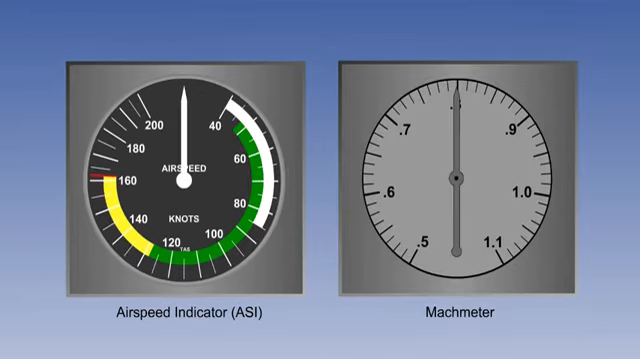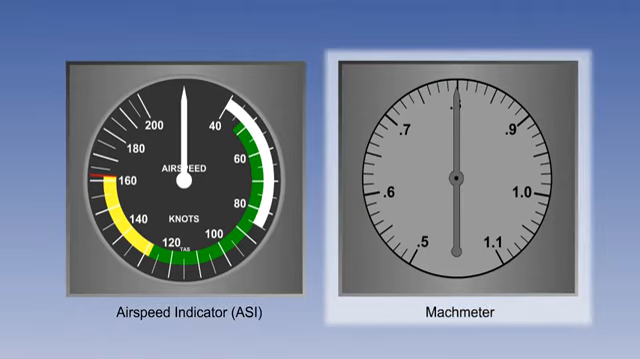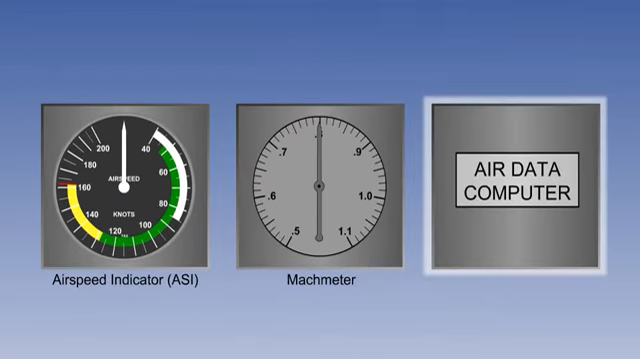The basic flight instruments which use both static and pitot pressure are the airspeed indicator, or ASI, shown here, and the Mach meter, shown here. Again, both these instruments are covered in detail in their own specific lessons. Pitot and static pressure inputs are also required for an air data computer, or an ADC. This will be dealt with in detail in the lesson on air data computers.